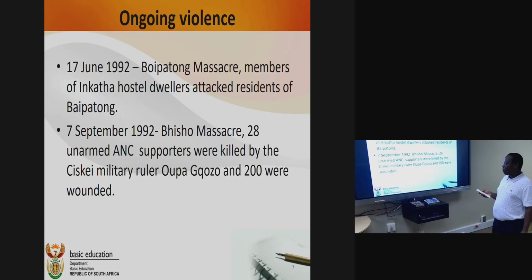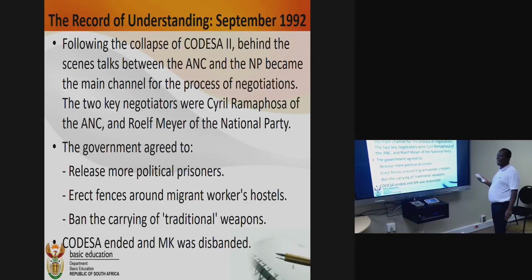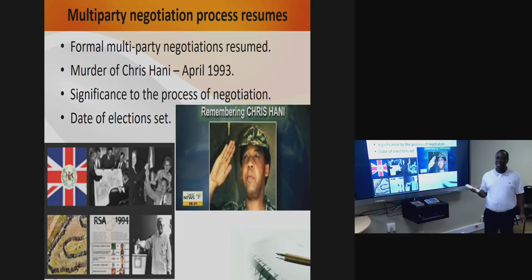Now, what did the role players, Mandela and de Klerk, do when they saw that there was ongoing violence? They came together secretly, and that was known as the Record of Understanding. The ANC represented by Ramaphosa, as well as the National Party represented by Roelf Meyer, agreed that there must be a constitution, and there must be fences erected in the hostels, because that's where violence emerged. So after the Record of Understanding, it led to all parties meeting again. That's what was known as the Multiparty Negotiation Forum.